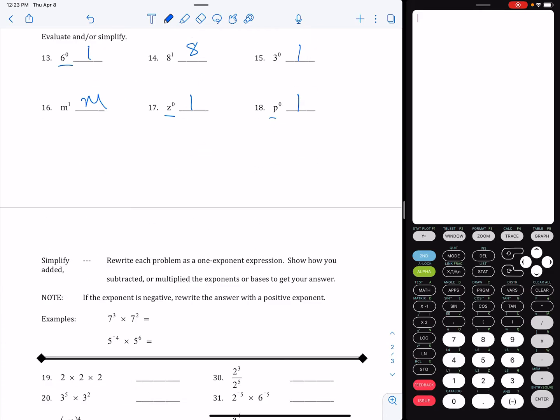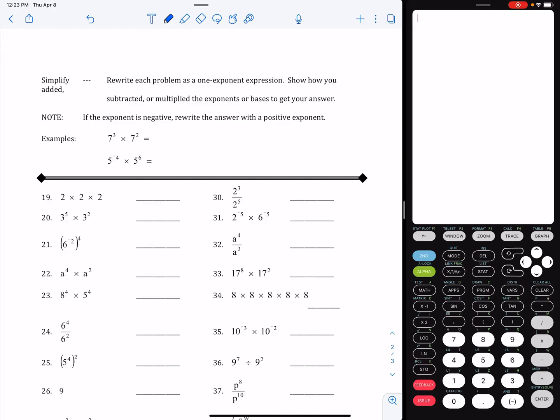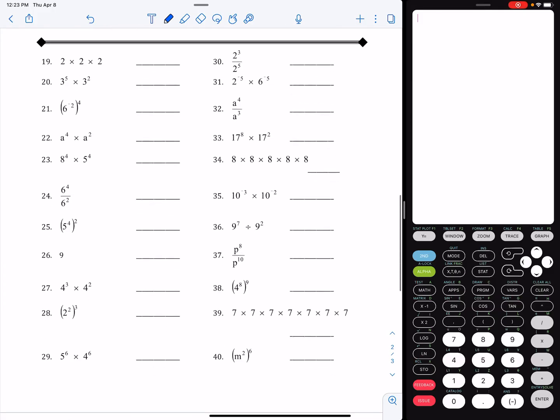Now, in this one, it says rewrite each problem with a 1 exponent expression. And it must be a positive 1 exponent expression. It says if the exponent is negative, rewrite with a positive exponent. So all we're doing is rewriting each of these. We're not evaluating them. We're just rewriting them with exponents. So number 19 should be 2 to the 3rd power.